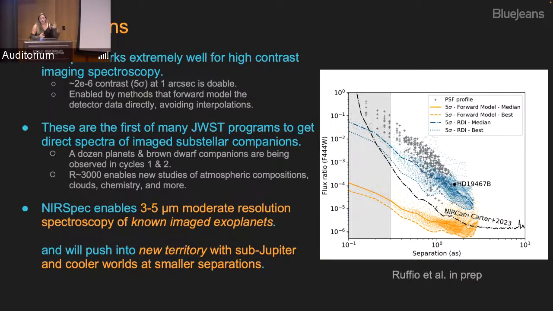Shown to the right are contrast curves from our framework using NIRSpec plotted against the NIRCam contrast curve from Carter et al. 2023. These are just 2 programs of a huge subset of many JWST programs to get direct spectra of substellar companions. NIRSpec now enables moderate resolution spectroscopy from 3 to 5 microns of known exoplanets and will push into new territory with cooler sub-Jupiter worlds at smaller separations.